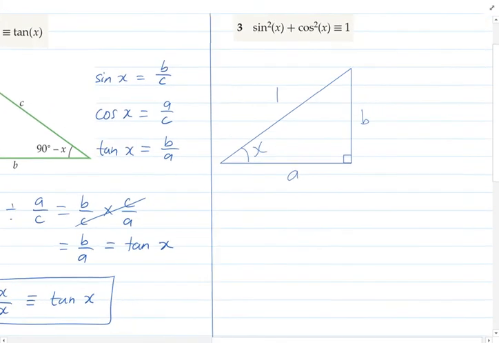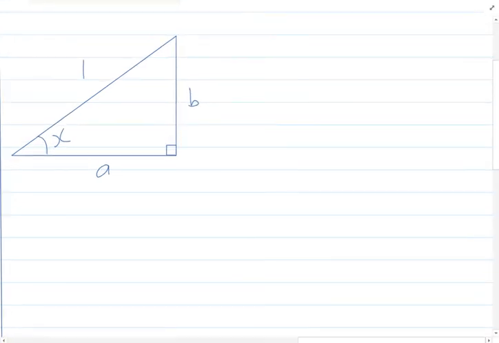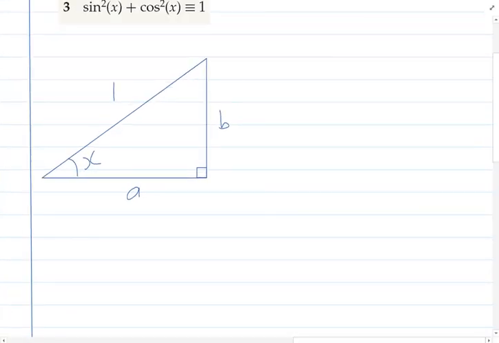Okay, our last identity that we'll go through in this video is sine squared plus cosine squared equals 1. And so here we've got a triangle with sides A and B and a hypotenuse of 1. So using Pythagoras' rule, we could say that A squared plus B squared equals 1. And we'll just leave that there for now. So in terms of sine, if we're writing sine x, that would be equal to opposite over hypotenuse, which is just B, and cos x would be equal to adjacent over hypotenuse, which is just A.